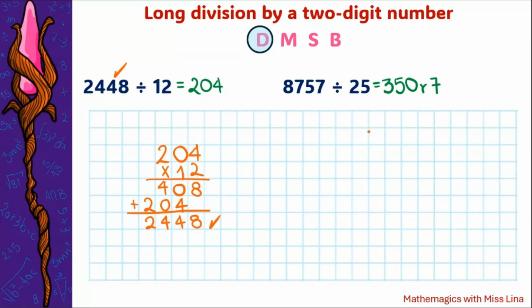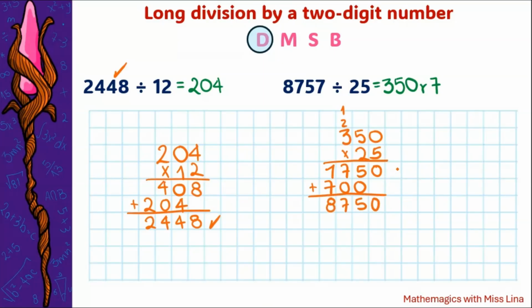What happens if we had a remainder? Let's check. We still multiply the result that we got times the divisor. Okay, in the cases that we have remainder, we need to add the remainder at the end. So we are going to get the number that we had at the beginning. 8,757. That one is also correct.